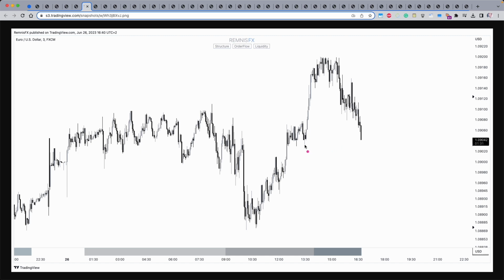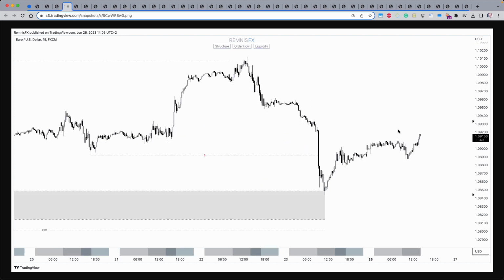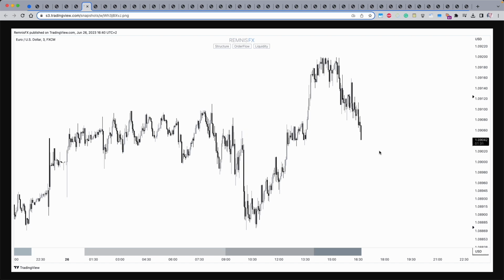So this was that inducement area from what I showed you earlier here on the 15-minute time frame. It was this area here, on the 15-minute time frame.